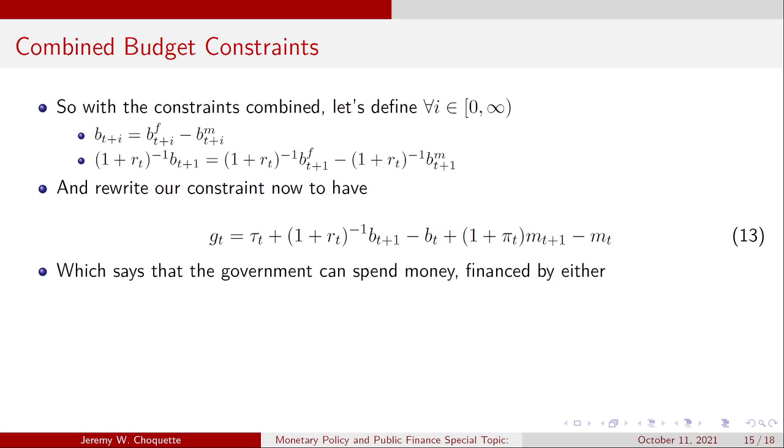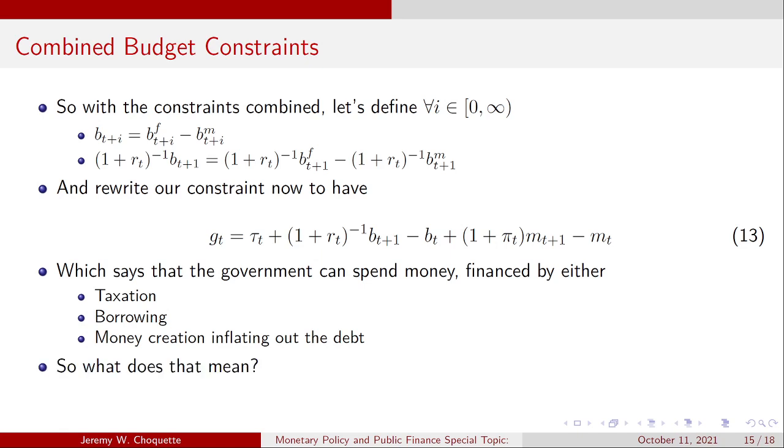So the government can spend money, and it can be financed by taxing, borrowing, or money creation, that is, quote-unquote, inflating out the debt: seniorage, right? And by the way, if you ever want to sound really intelligent in a debate or a discussion, call it seniorage. You can call it inflating out the debt because that is essentially what's happening. It's monetizing the debt, but seniorage sounds cooler and it makes people go, wow, this person really knows what they're talking about.